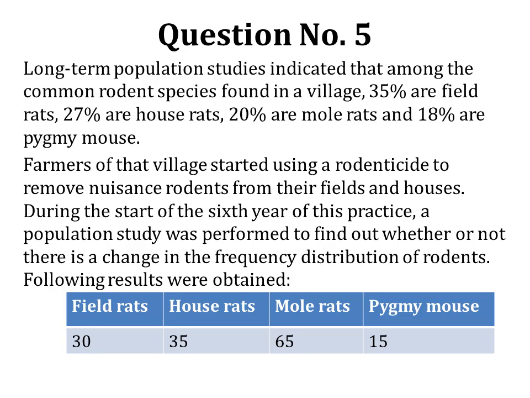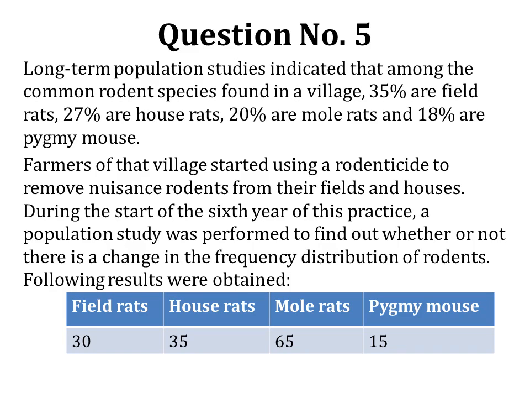Now we move on to another question, and this question is about population densities. The long-term population studies indicated that among the common rodent species found in a village, 35% are field rats, 27% are house rats, 20% are mole rats, and 18% are pygmy mouse. Farmers of that village started using a rodenticide, which is a chemical used to kill rodents, to remove nuisance rodents from their fields and houses.